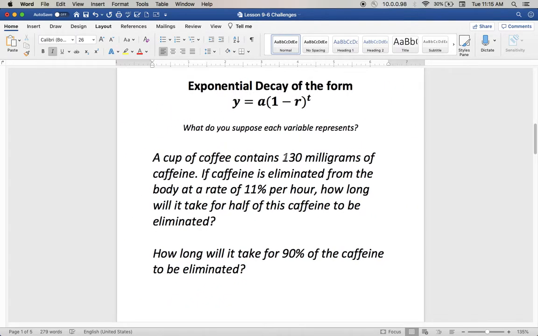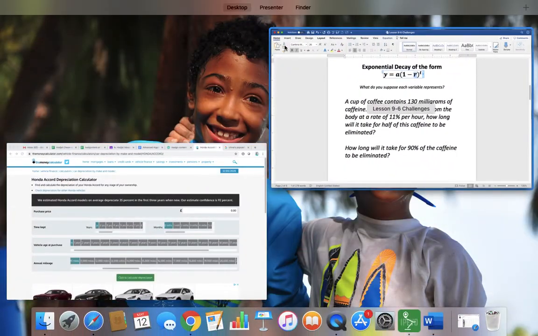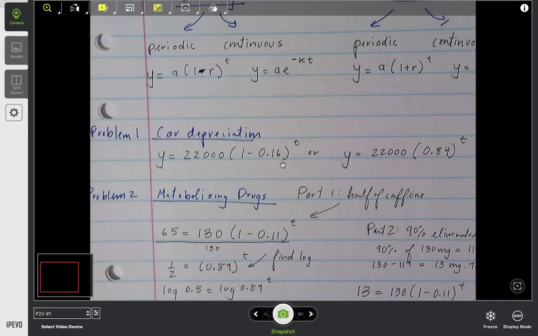You've got the initial amount of 130. That's probably going to replace this A value. You've got the fact that 11% of the caffeine is disappearing per hour. So we're going to replace that rate with 11% or 0.11. So let's see what that looks like mathematically. Take a look at the work that goes along with it.